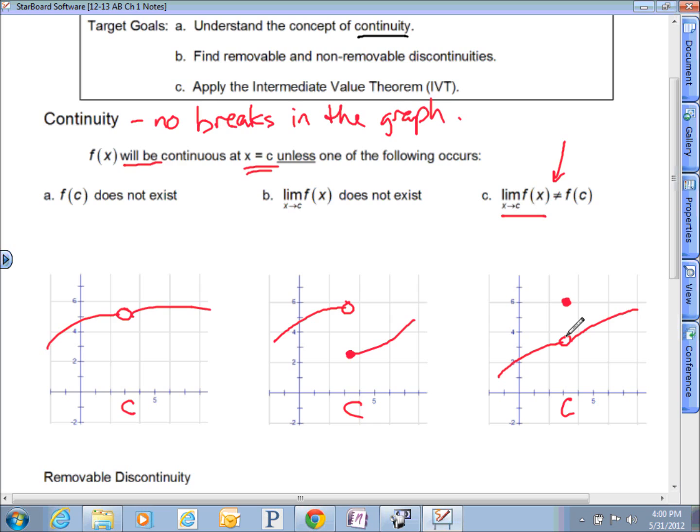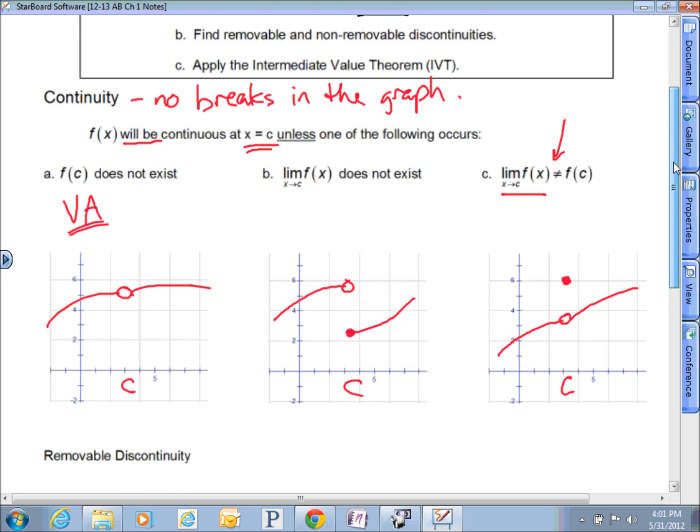So what happens if part A, f of c doesn't exist? And by the way, this could also be a vertical asymptote. That could happen for part A. Part B, the limit as x approaches c doesn't exist. That's pretty much exactly what I have drawn there, one side or the other. It could happen on either side of a vertical asymptote. And part C, what happens if the limit exists, meaning they're headed toward the same place, but it doesn't match what I get when I plug c into the function. So those are your three major types of discontinuities.